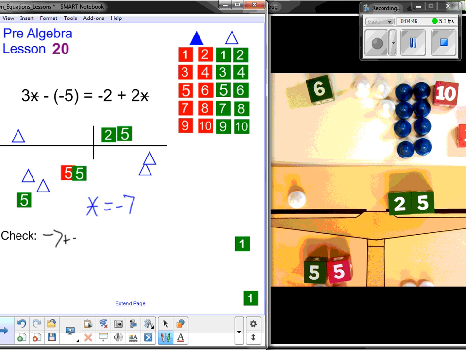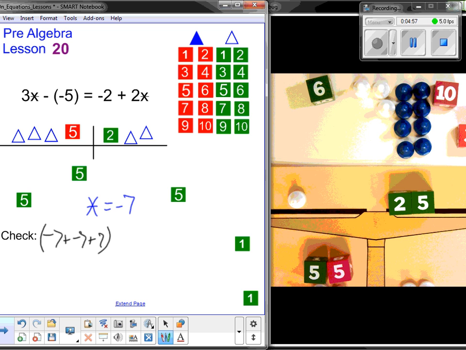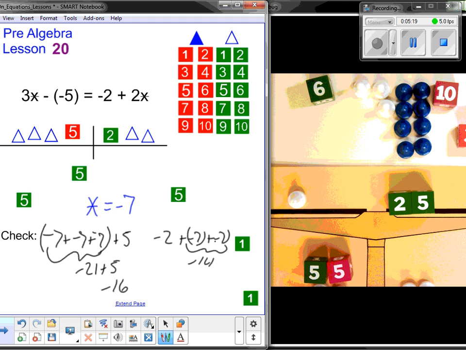Negative 7 plus negative 7 plus negative 7. And then we go back to our original problem. We had a plus 5. So I got a negative 21 plus 5 gives me a negative 16. And on the other side, I had negative 2, and then the negative 7, and the negative 7. Well, the two negative 7s get me a negative 14. Negative 2 plus negative 14 is negative 16. Those are equal, that works out. X is a negative 7.